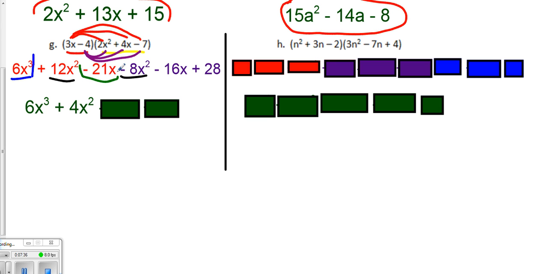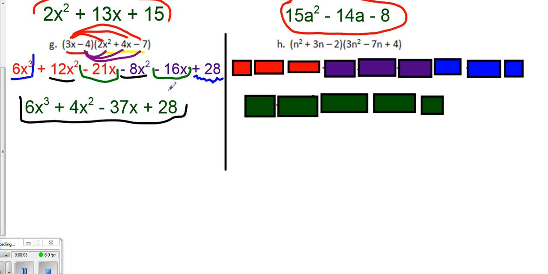For x terms, x alone, we have negative 21x and negative 16x. When we combine negative with a negative, it's getting bigger or more negative. So we have negative 37x. And the last piece, we just have this constant plus 28 at the end. So in the end, our answer is a polynomial with 4 different terms, 6x cubed plus 4x squared minus 37x plus 28.